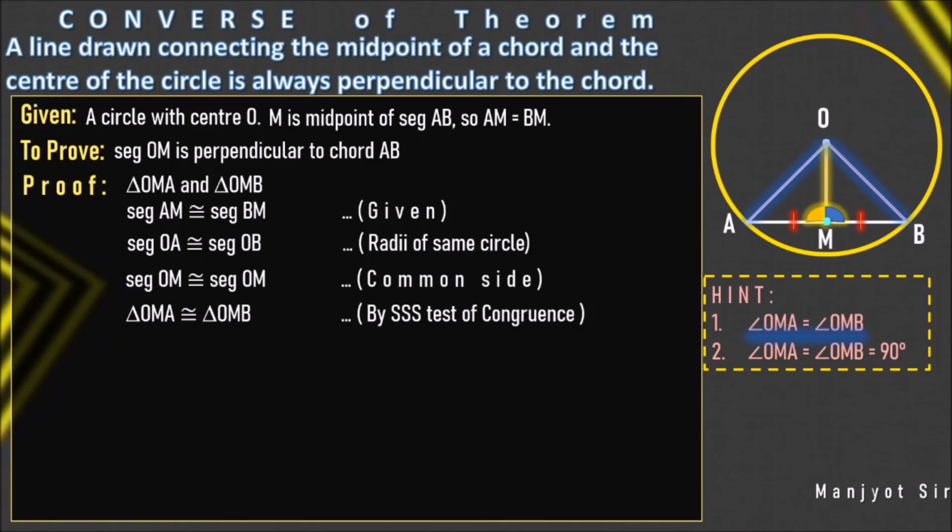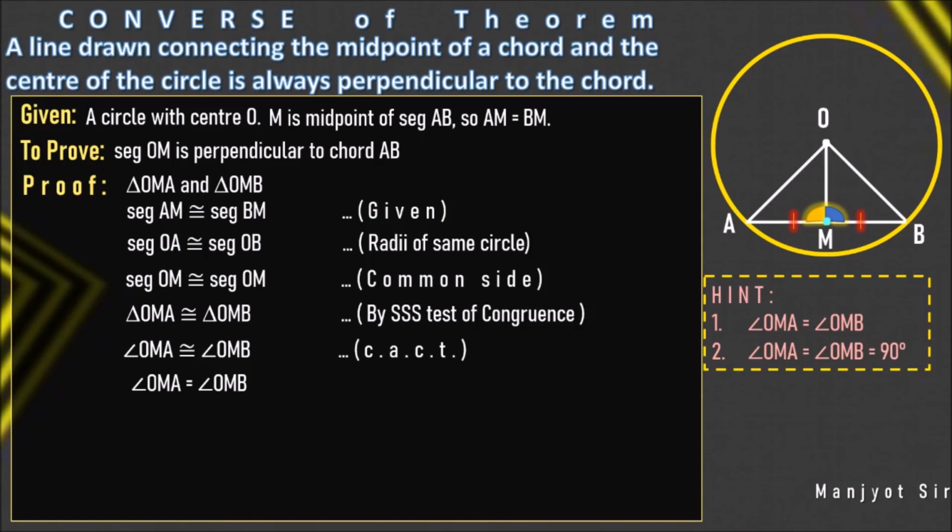And if you remember, our purpose was to prove these two angles congruent. Now, since these two triangles are congruent, we can say angle OMA is congruent to angle OMB. The reason will be corresponding angles of congruent triangles, that is CACT. Since these two angles are congruent, we can say angle OMA is equal to angle OMB. That completes our first part, the first proof that we wrote in the hint.